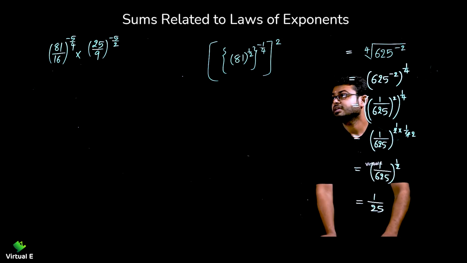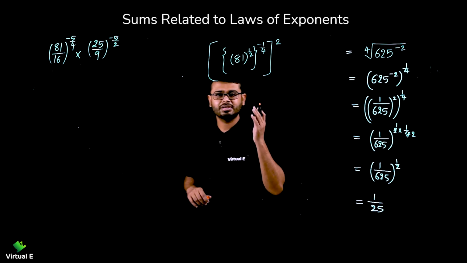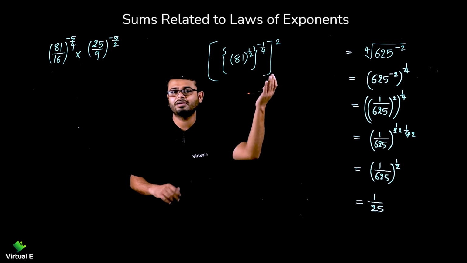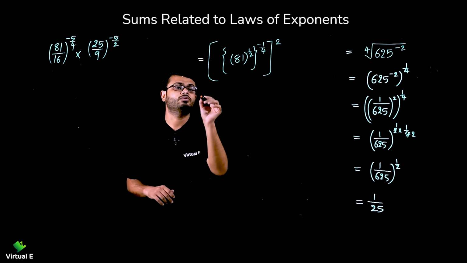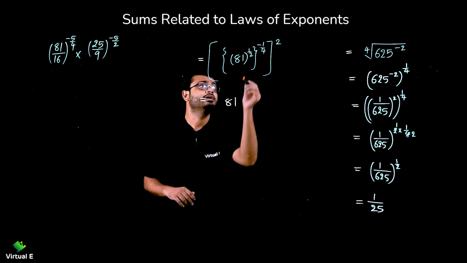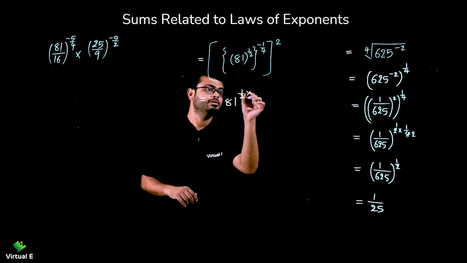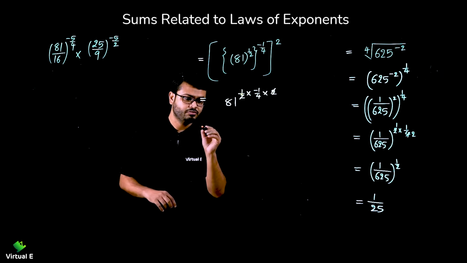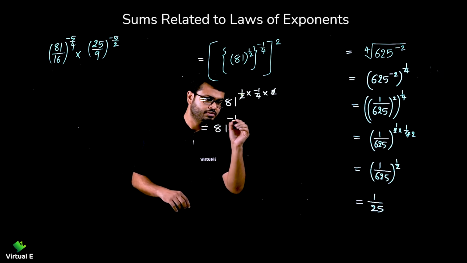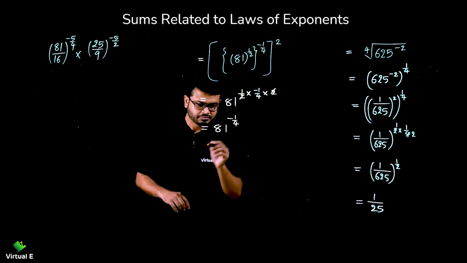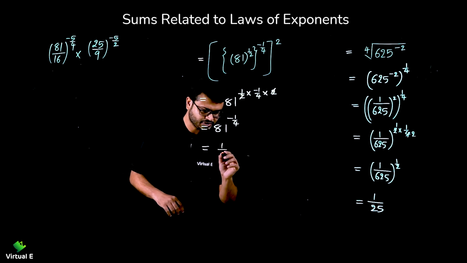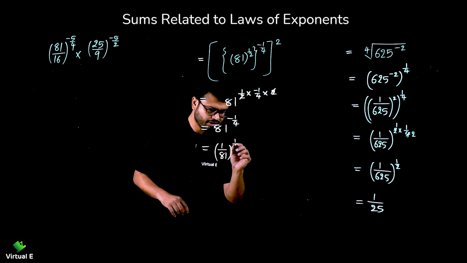Now let's discuss the next one. Here it is very simple. It looks like we have so many numbers, but see, there are 3 powers. Multiply the powers and let's see what we are getting over here. So 81 raised to, first of all, 1 by 2 multiplied by minus 1 by 4 multiplied by 2. So 2 and 2 get cancelled. Now see over here, 81 raised to minus 1 by 4. So let's convert into a positive power by taking the reciprocal, that is 1 by 81 raised to 1 by 4.